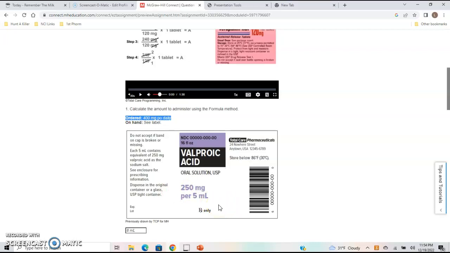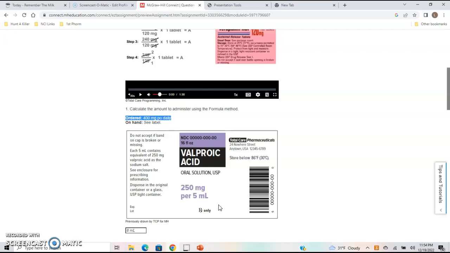You could set this up as a proportion or a ratio, and you would put 250 milligrams over 5 mLs is equal to 400 milligrams over X mLs, and what you're solving for is X. You would cross multiply and divide, so 250 milligrams times X mLs equals 400 milligrams times 5 mLs. You would multiply the 400 by 5, which would give you 2,000, and now you've got 250 milligrams times X mLs is equal to 2,000 milligrams times mLs.